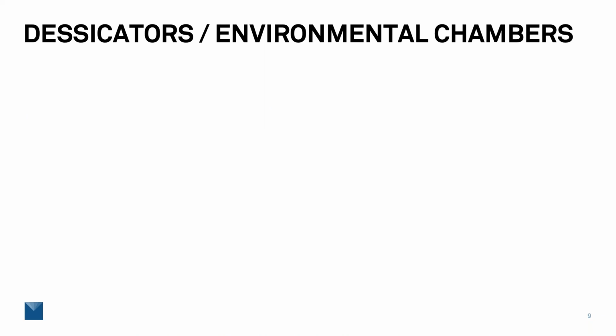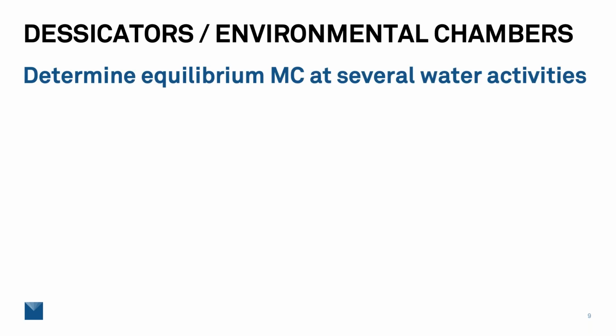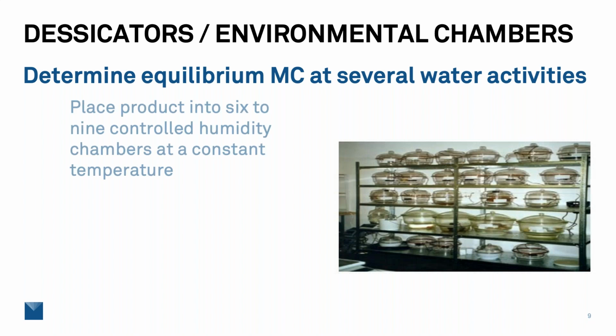So the first way, or the traditional way to create an isotherm, is using a series of desiccators or environmental chambers. This is a methodology that I see a lot of graduate students using, but I'm also surprised at the number of companies, even big companies, that continue to use this method. The way that this works is that you have to determine your equilibrium moisture content at several different water activities, or several different relative humidities.